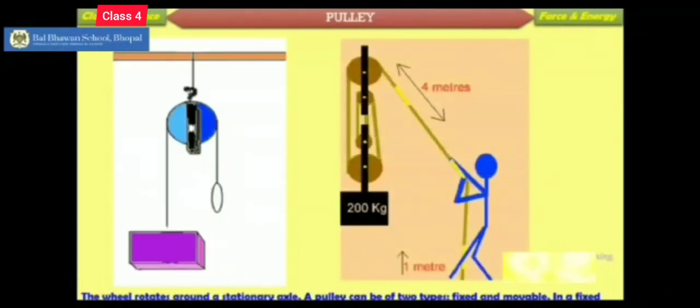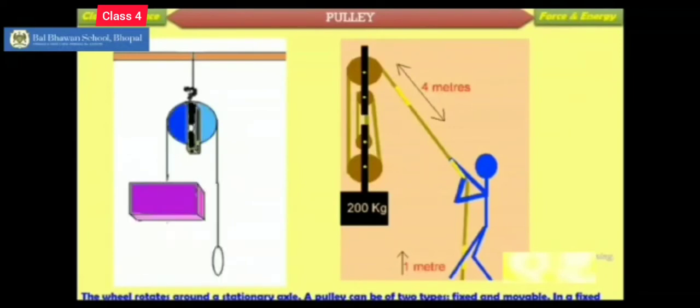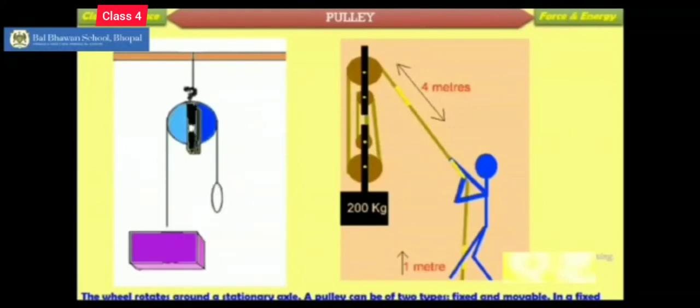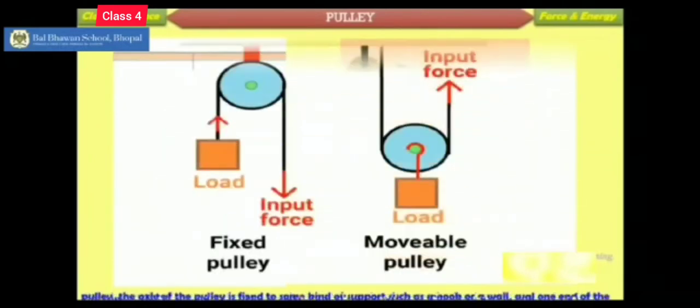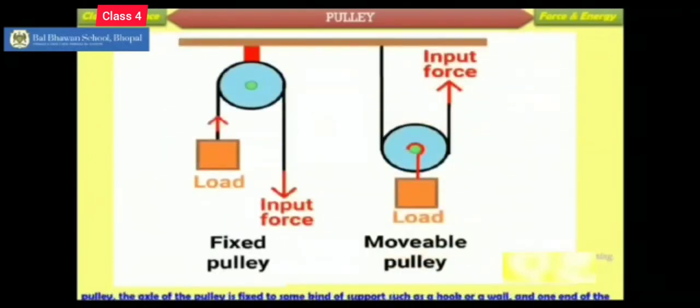Next we come to pulleys. A pulley consists of a wheel with a grooved rim and a rope or a chain or a belt running around the grooves. As you can see in this picture, the wheel rotates around the stationary axle. A pulley can be of two types. It can be fixed pulley or movable pulley. Now we'll see each one of them. Now this is fixed pulley and the other one is the movable pulley.